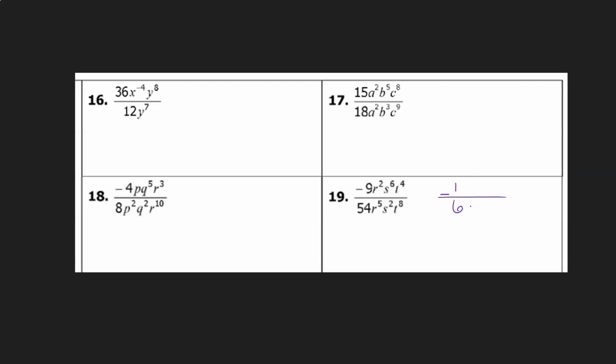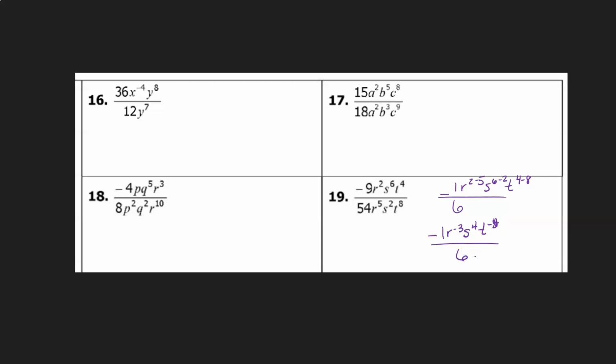We'll see what happens. Okay, so I have r to the 2 minus 5 power, s to the 6 minus 2 power, t to the 4 minus 8 power. So that leaves me with 1r to the negative 3rd power, s to the positive 4th power, t to the negative 4th power over 6.